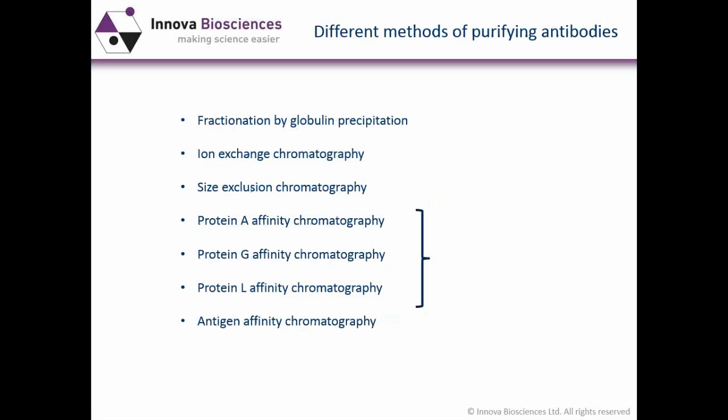I'm going to be talking about a number of different methods of purifying antibodies. I probably won't cover every single method that is available, and I may not go into absolute detail on all of these, but I hope to give you a good summary of the various most common techniques. The ones I'll be talking about are summarized on this slide. So I'm going to start off talking about fractionating serum by globulin precipitation, move through ion exchange and size exclusion chromatography, talk about protein A, G, and L affinity chromatography, and then also antigen affinity chromatography. I'll take some time to go through each of these over the next few slides.